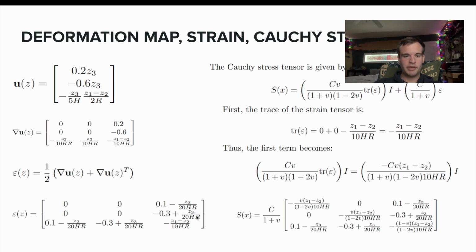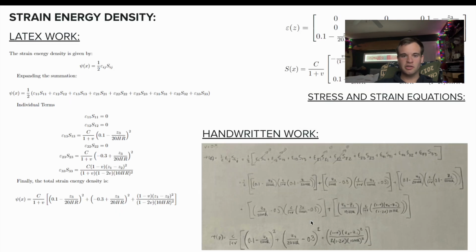So two main things we come out of this with from the deformation map are the strain tensor and the stress tensor. From those, we can find the strain energy density, which is given by 1/2 times the summation of those 9 terms, which is shown here. A lot of them end up canceling out.